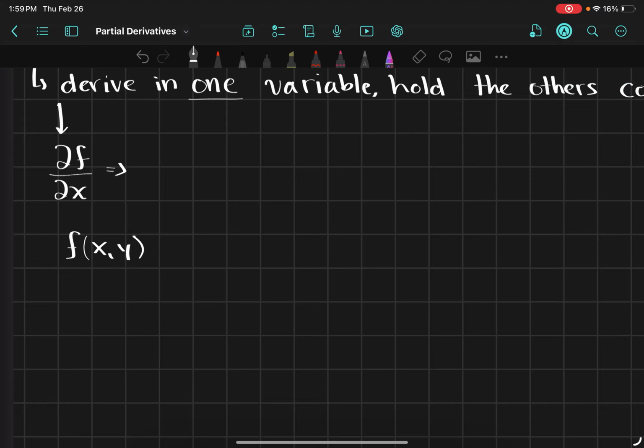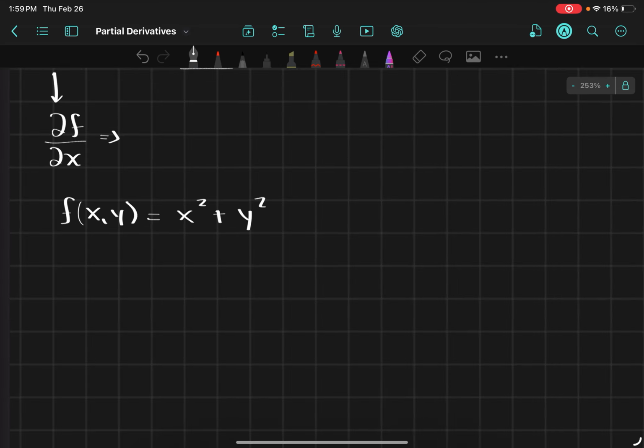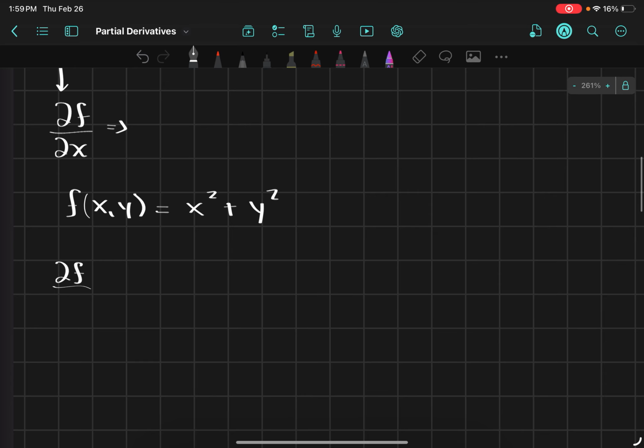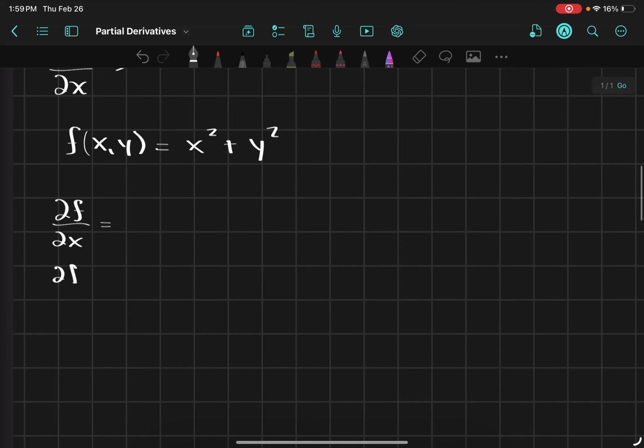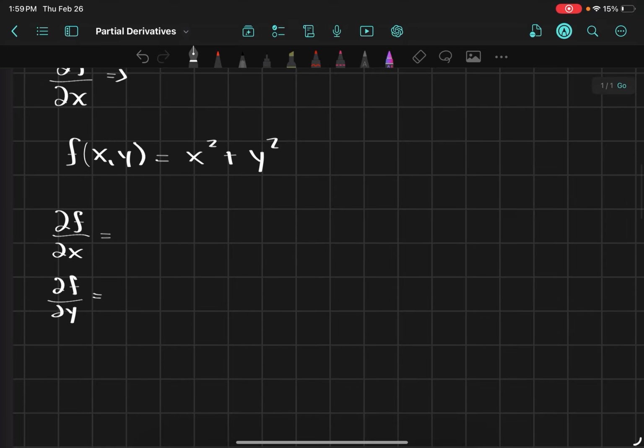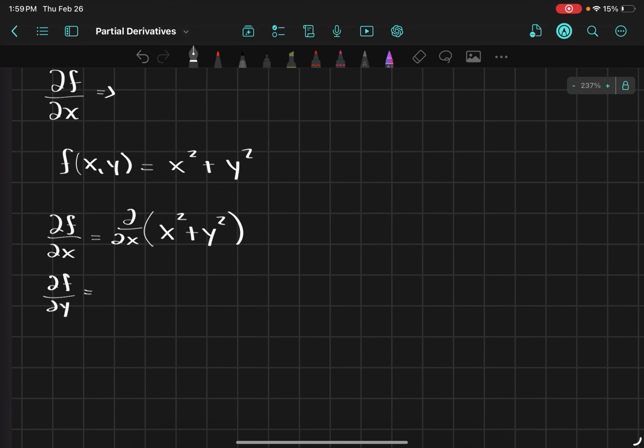So let's just say we have some function f(x, y) wherein we have x squared plus y squared. We want to find the partial derivative with respect to x, and we want to find the partial derivative with respect to y. Well, how are we going to do this? We're going to take the partial derivative in terms of x of x squared plus y squared. Well, conceptually, what are we doing? We're taking the derivative in terms of x while holding the y constant, meaning what?